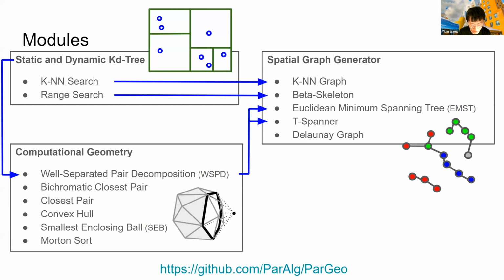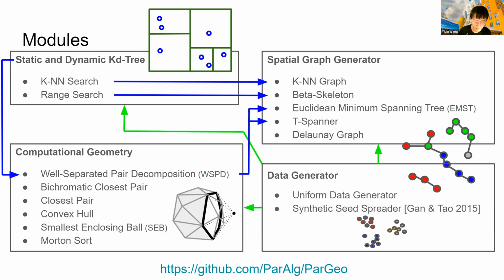The third module contains implementations for algorithms in computational geometry. They include many algorithms, such as those for a convex hull and the smallest enclosing ball. As indicated by the blue arrows, we use some of the geometry algorithms to generate spatial graphs. The fourth module contains a point data generator. So currently, it supports generating multi-dimensional uniformly distributed points and a clustered data generator.